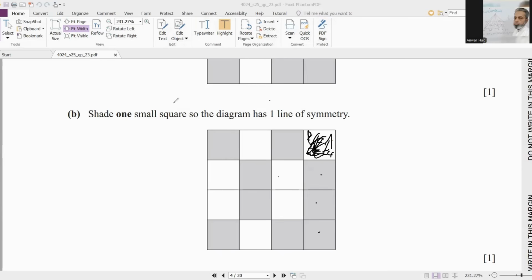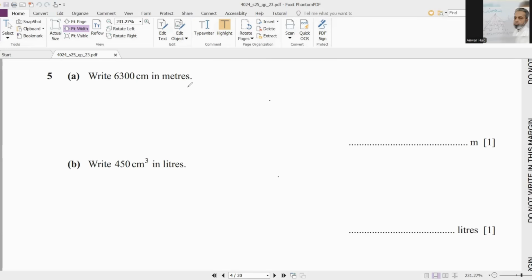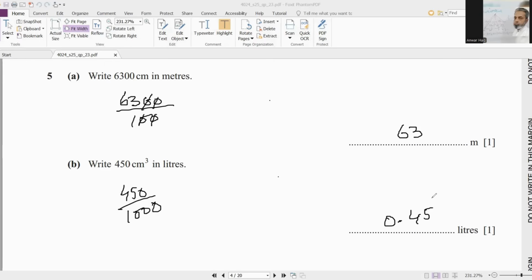Question 5. Write 6300 centimeters in meters. So there are 100 centimeters in 1 meter. So 6300 divided by 100, answer is 63. Then 450 cubic centimeters into liters. So there are 1000 cubic centimeters in 1 liter. So this will be divided by 1000, or 450 divided by 1000. Your answer will be 0.45. That's it for this question.